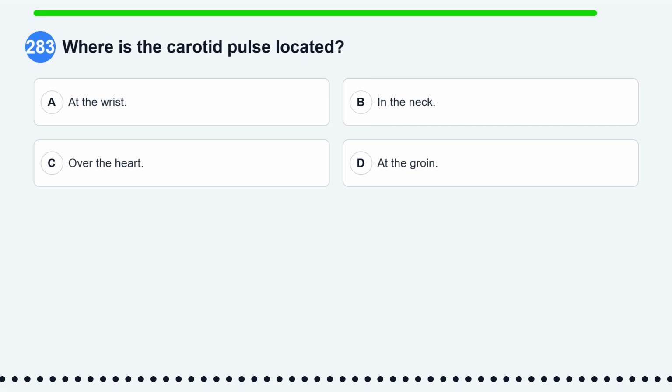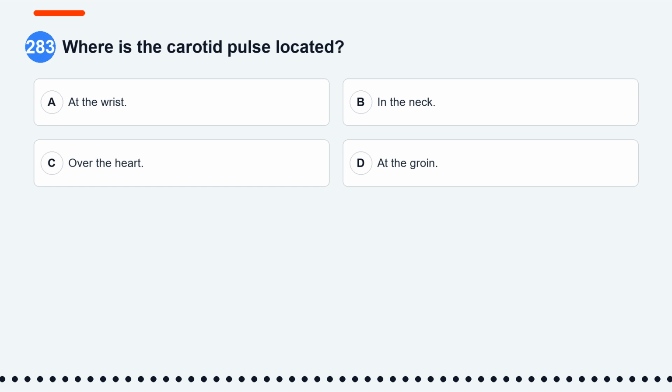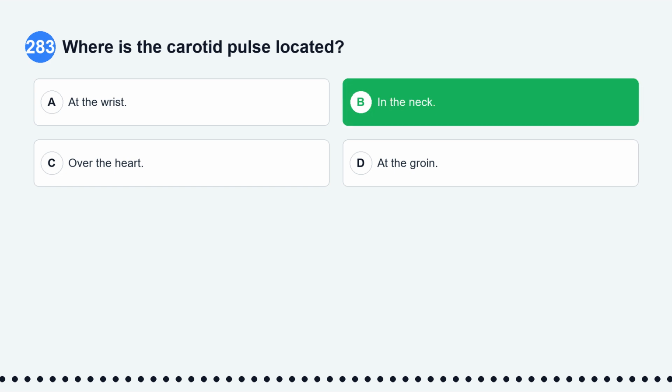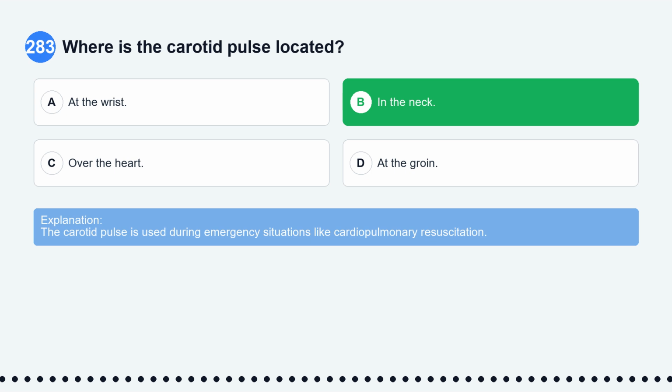Question 283. Where is the carotid pulse located? Option A, at the wrist. Option B, in the neck. Option C, over the heart. Option D, at the groin. The correct answer is option B, in the neck. The carotid pulse is used during emergency situations like cardiopulmonary resuscitation.